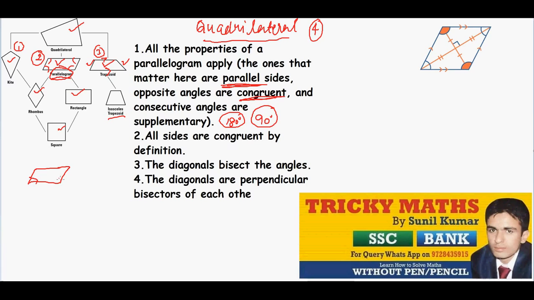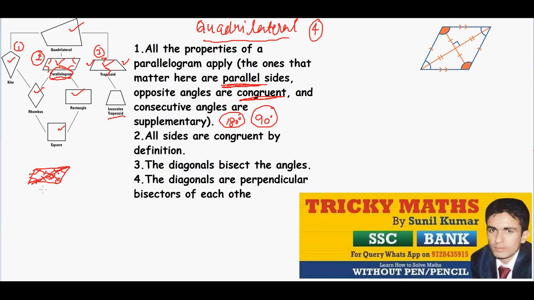Consecutive means this plus this is 180, this plus this is 180, this plus this is 180. And diagonals bisect each other. This means this equals this and this equals this. But in a parallelogram, the diagonals need not be at 90 degrees.